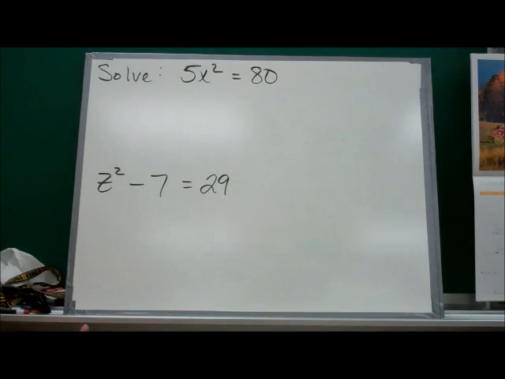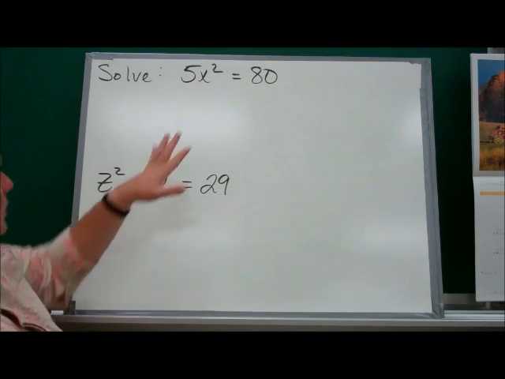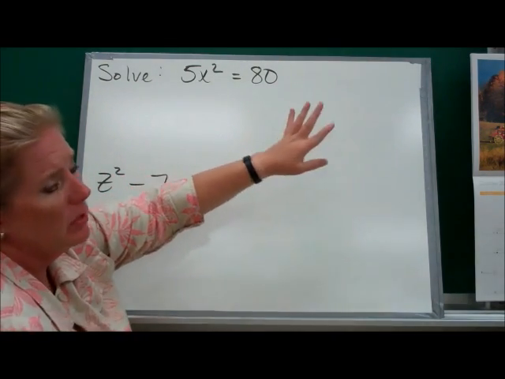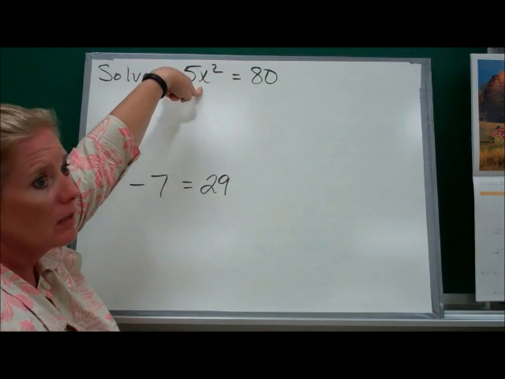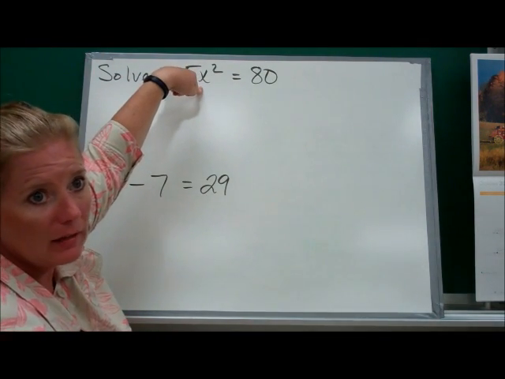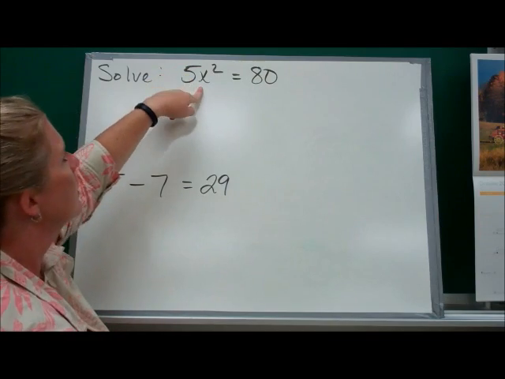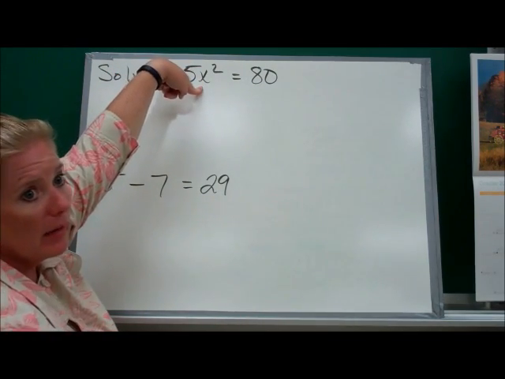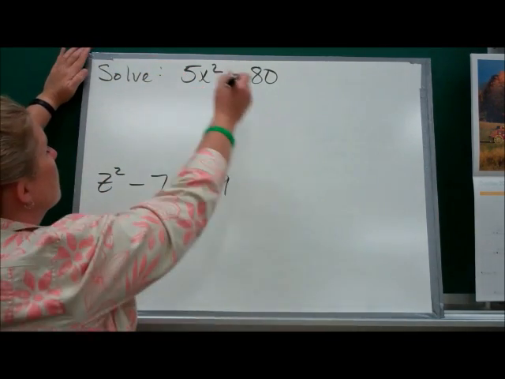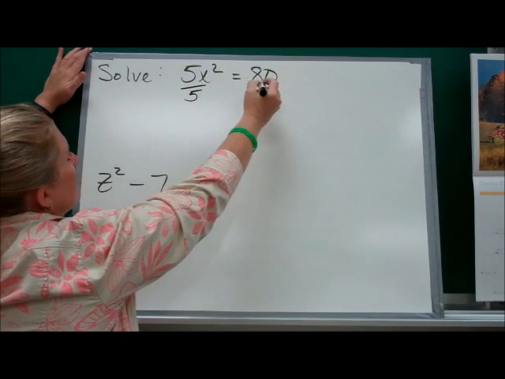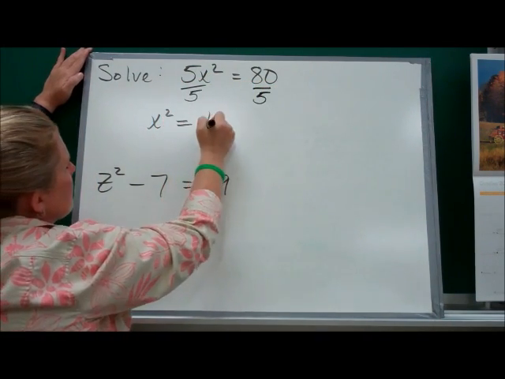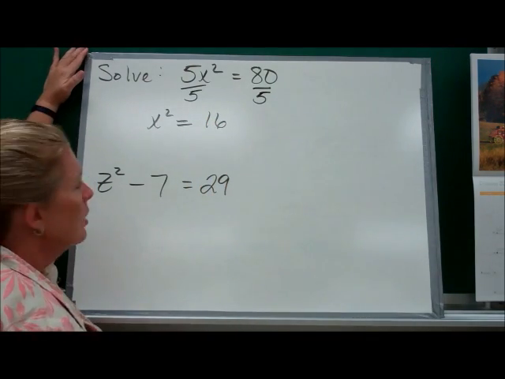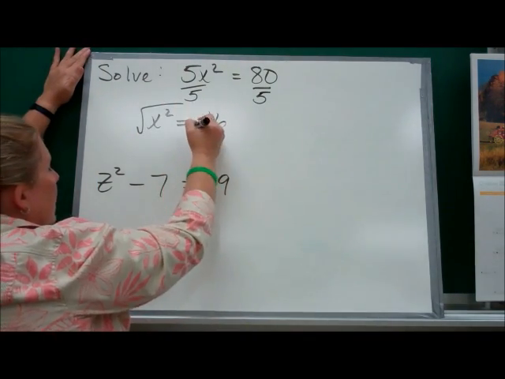To solve some quadratics. Okay? To solve this, I would not expect you to do the factoring thing because we only have the x squared term, so that means we can solve by taking square roots. So we get the x squared by itself and then square root. So divide by 5. Divide by 5. We've got x squared equals 16. Take the square root of both sides.